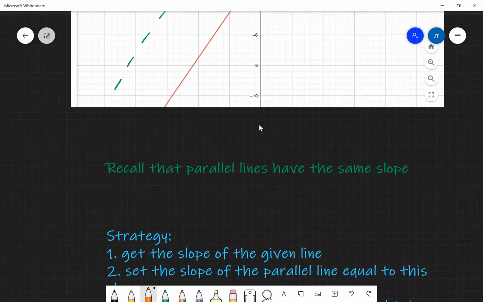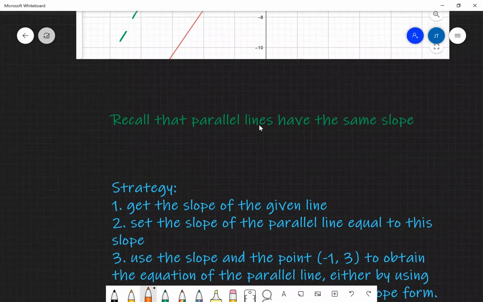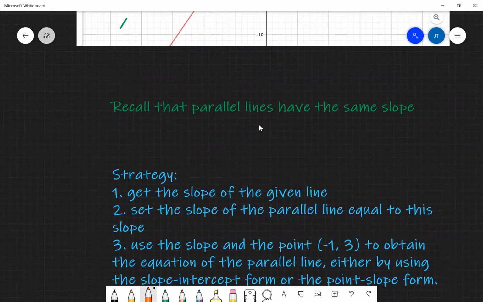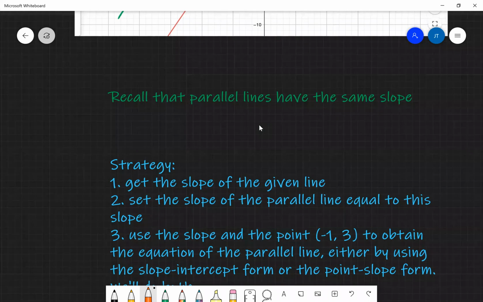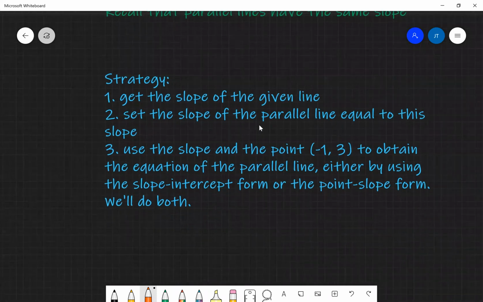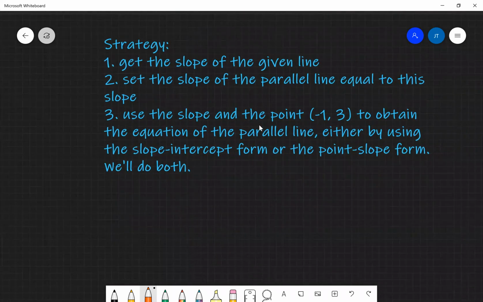So let's have a strategy to tackle this. First, we need to get the slope of the given line, the one in red above, then set the slope of the parallel line equal to that slope. Again, remember that parallel lines have the same slope. Then use the slope and the point (-1, 3) to get the equation of the parallel line, either by slope-intercept form or point-slope form. We're going to do both so that you can see how it's done both ways.